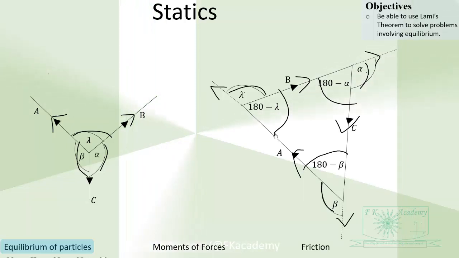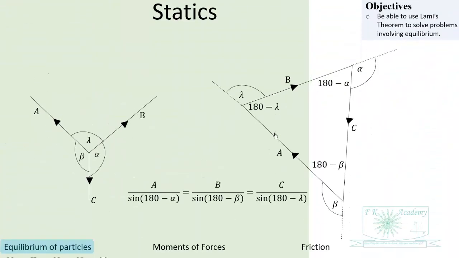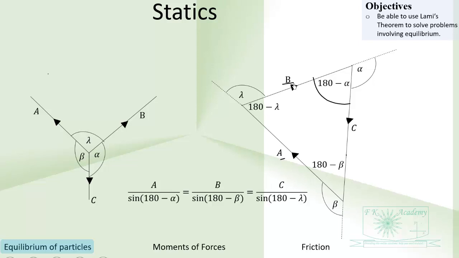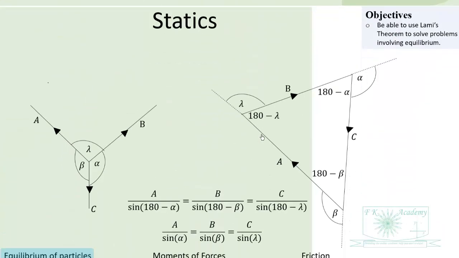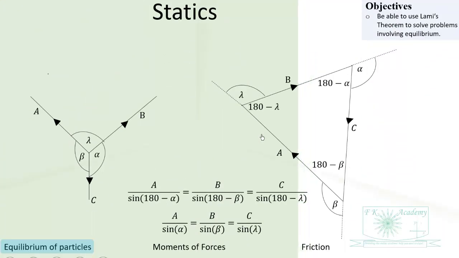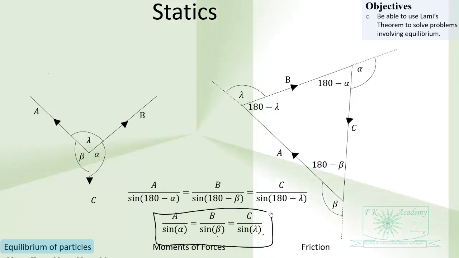Then you recall that the sine rule says that A over sine of the angle opposite to A is equal to B over sine of the angle opposite to B, which is equal to C over the sine of angle opposite to C. And applying the property of sine, we have sine of 180 minus theta equals sine theta. That gives us sine of 180 minus alpha equals sine alpha, and so on and so forth. So this is Lami's theorem.